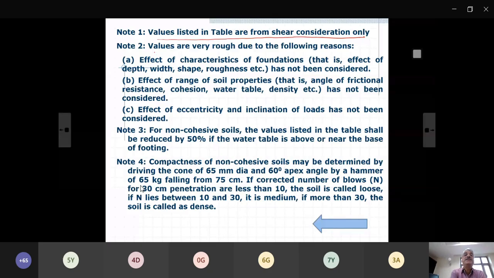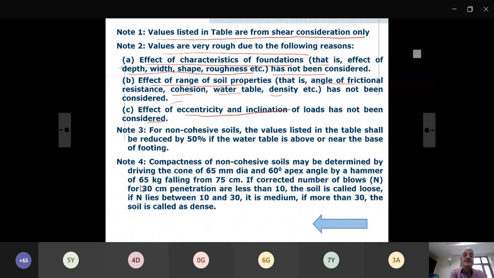Second thing, it says these values are rough. Effect of characteristics of foundation, that is effect of depth, width, shape, roughness, has not been considered. Effect of range of soil property, that is your phi value, C value, water table, density, has not been considered. Effect of eccentricity and inclination of load has not been considered. So it is assumed that eccentricity will be maximum subjected to d/6.